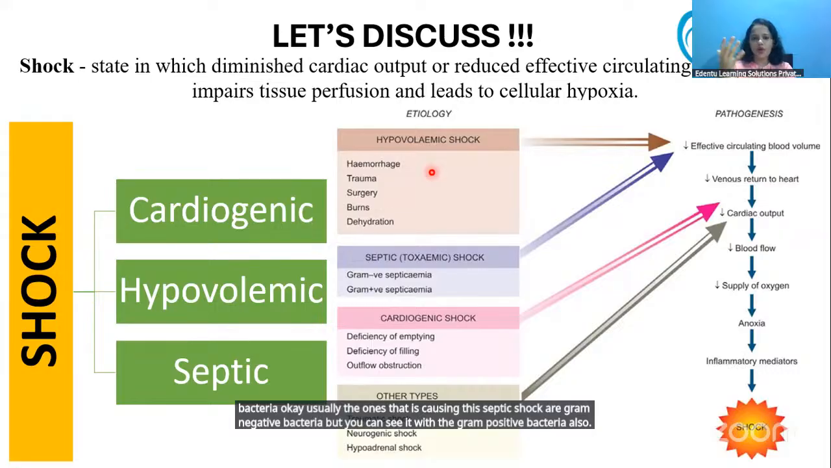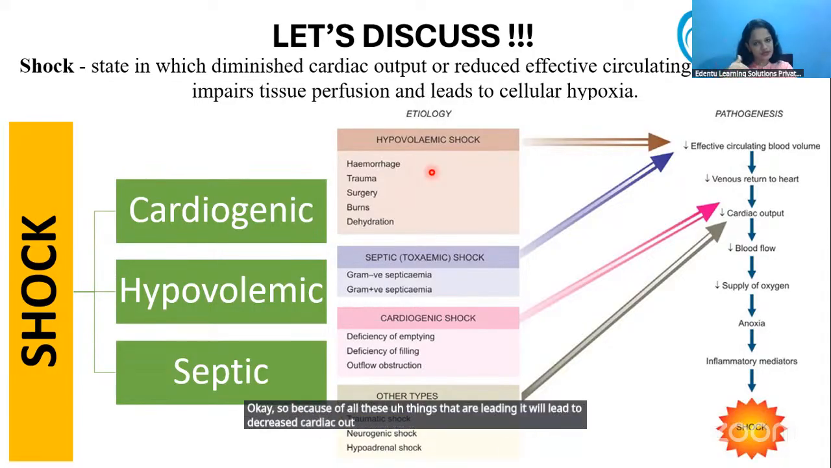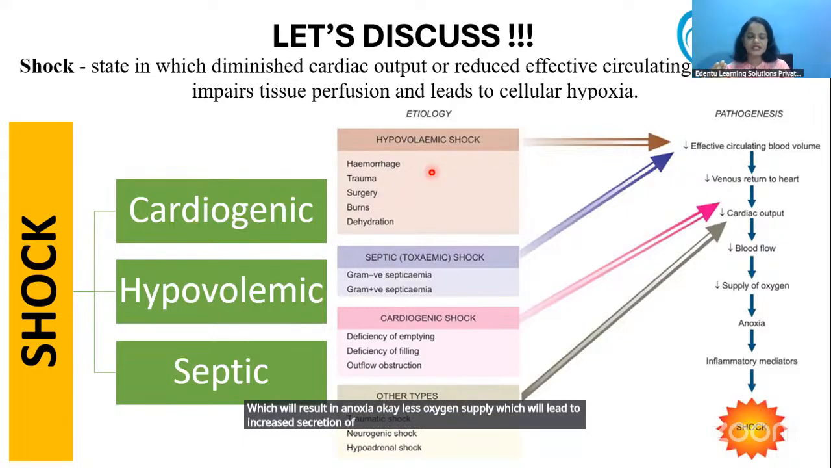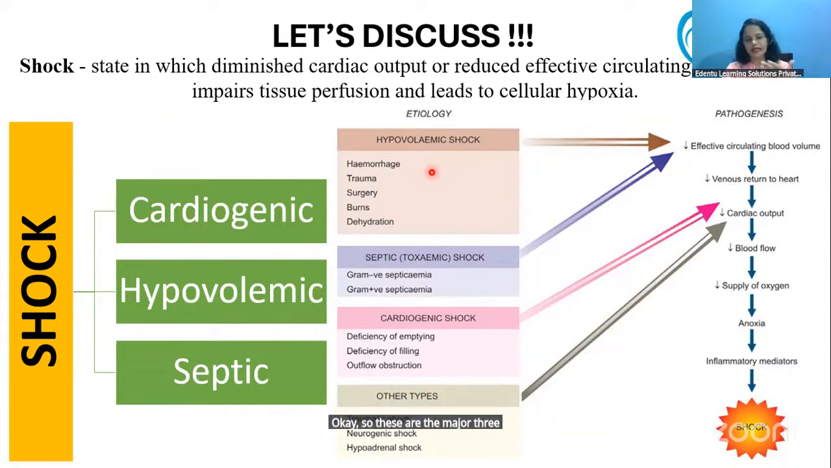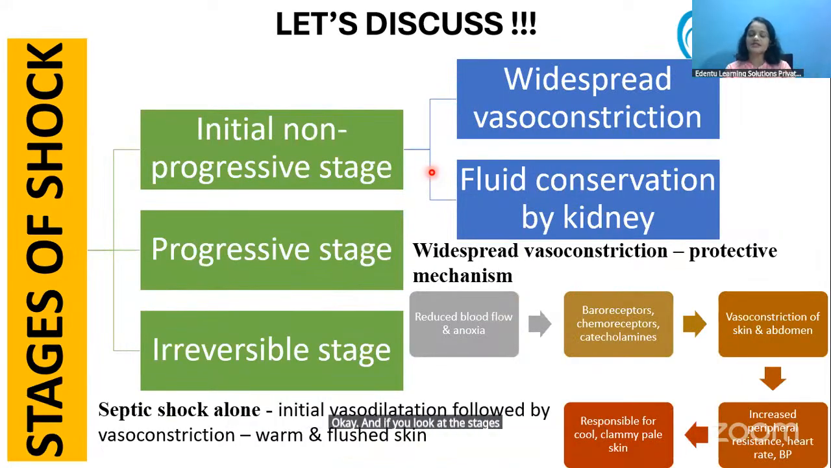Because of all these things, it will lead to decreased cardiac output, decreased blood flow, and decreased supply of oxygen to particular organs, which will result in anoxia. Less oxygen supply will lead to increased secretion of inflammatory mediators, which will lead to the specific type of shock. So these are the major three types of shock and the mechanism behind them. And if you look at the stages of shock, they can be divided into three stages mainly.